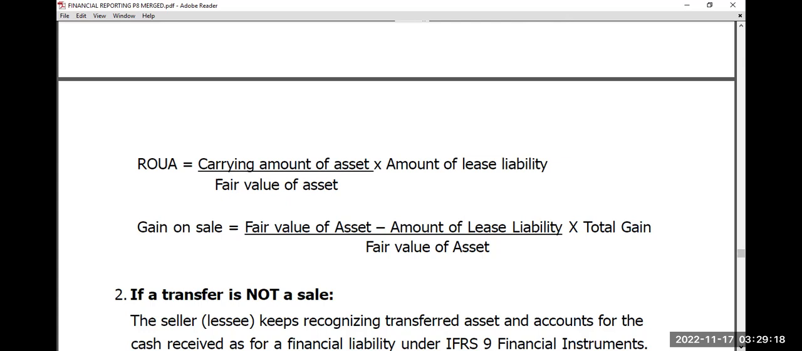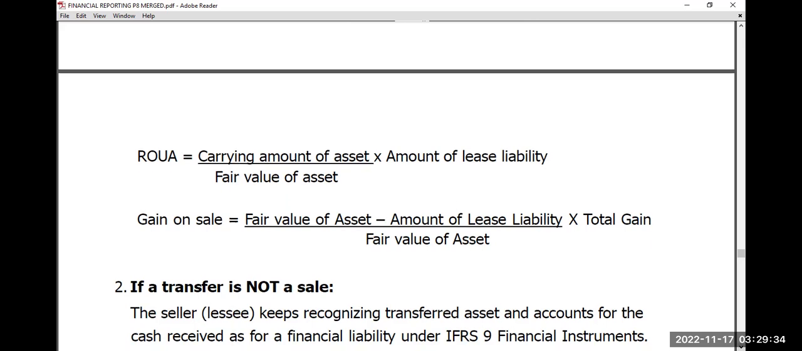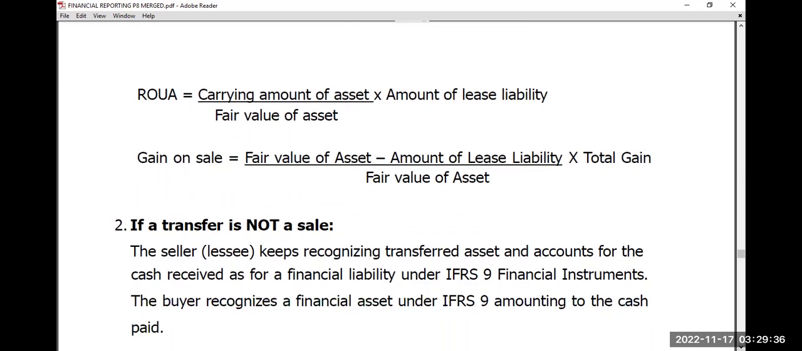Then we also determine the gain. Of course, when we are getting the gain, we shall get the fair value of the asset, what you have actually got from the market. We less the amount of the lease liability, then we divide by the fair value, and we multiply by the total gain. That total gain is supposed to be apportioned.